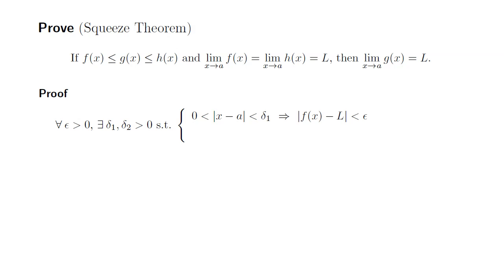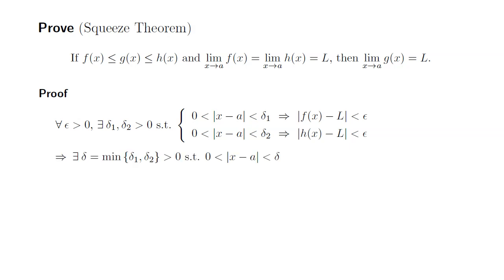Since h(x) also converges to L, we can say this: as long as the distance between x and a is strictly between 0 and delta 2, then we can make sure that the distance between h(x) and L is less than epsilon. Since we want to be able to use both inequalities, I'm going to set delta to be the smaller of the two, delta 1 and delta 2, greater than 0, such that as long as the distance between x and a is strictly between 0 and delta, we can say this.